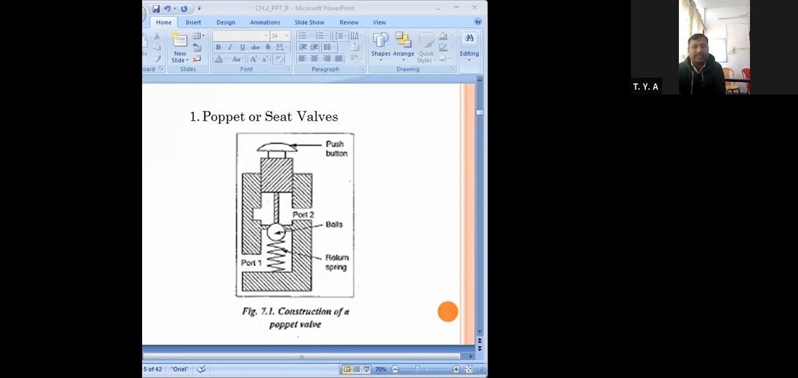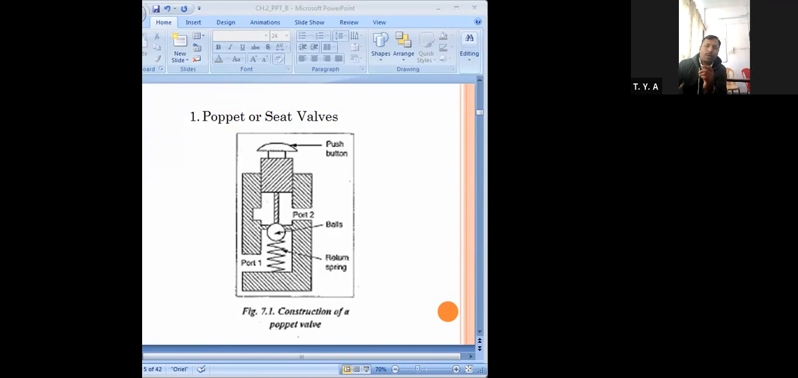Actually, where it is used, that also. So these poppet valves are essentially two-way valves. Okay, it is essentially a two-way valve.